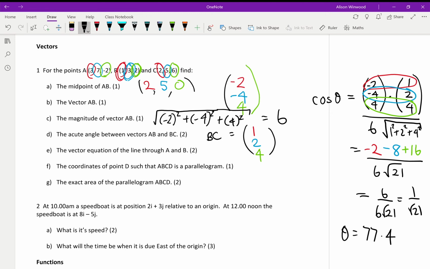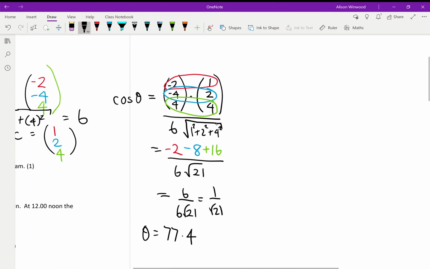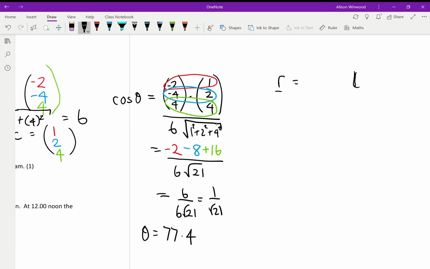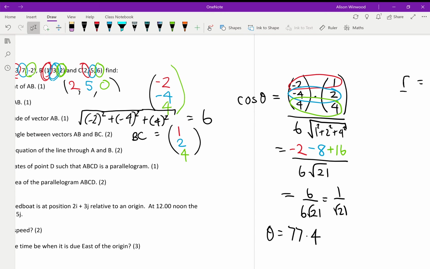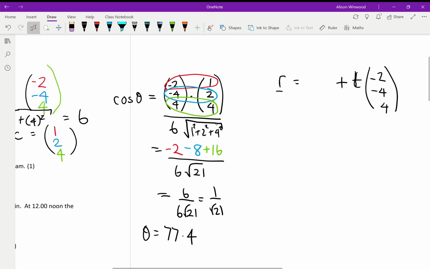Vector equation of a line through A and B. Well, we know the direction of A to B, so that's our end bit, negative 2, negative 4, 4, and then we can choose any point on the line, which could be A, could be B, or could be the midpoint, doesn't really matter. I traditionally go with A.